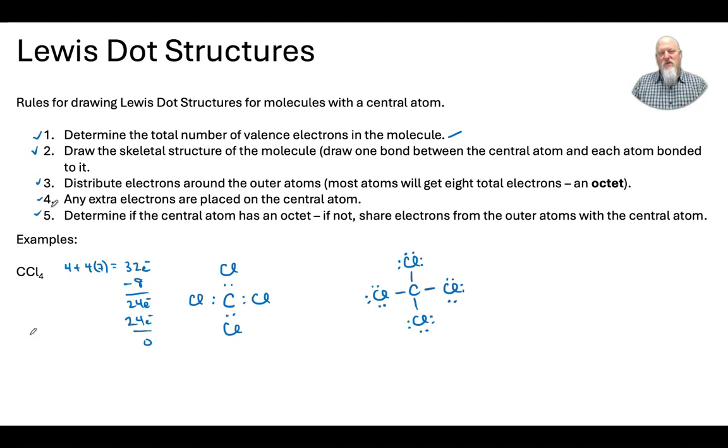But carbon is one of those that would like an octet, and in fact it's got 4 bonds, and each of those bonds have 2 electrons. 4 times 2 is 8. So there's 8 electrons around that carbon. So that structure we just drew is the correct structure for carbon tetrachloride.